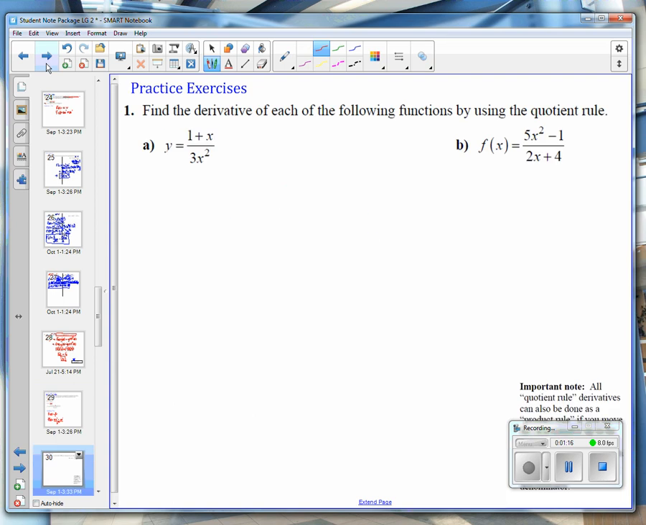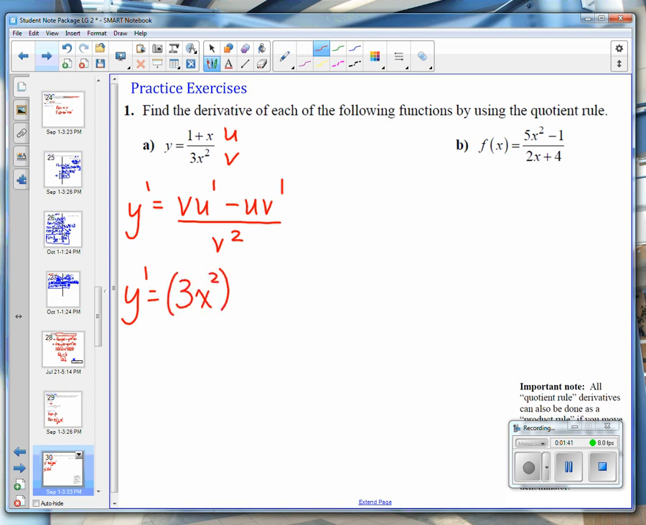So number 1a, you can see obviously we've got a fraction here. This is my u and my v. So remember, don't forget, don't panic, this is all on your formula sheet. I've got vu prime minus uv prime over v squared. What we're going to do now is go ahead and find our derivative. So v is our denominator. So I've got 3x squared times the derivative of my numerator.